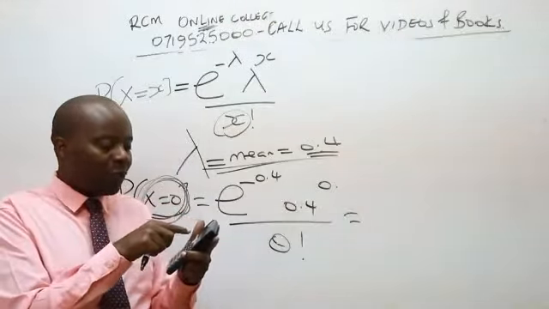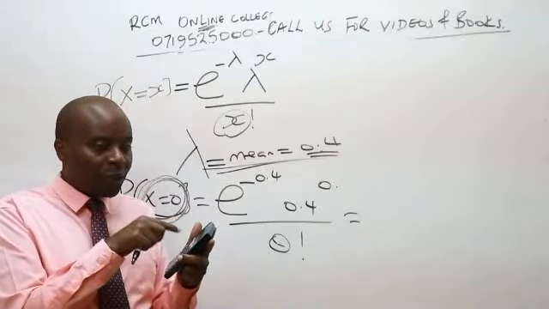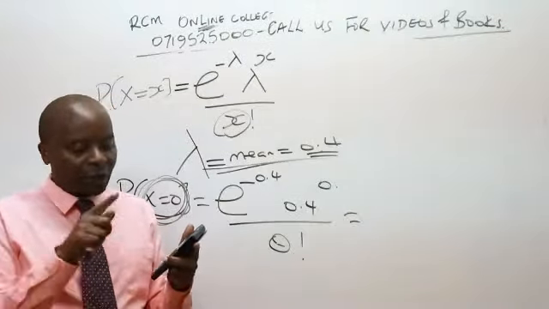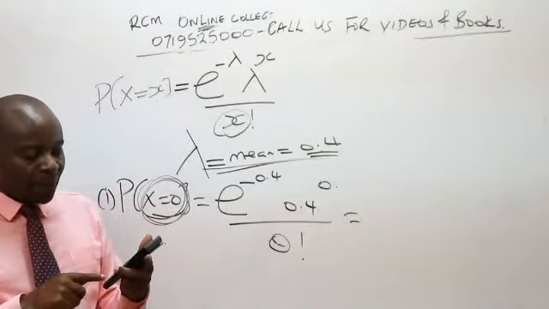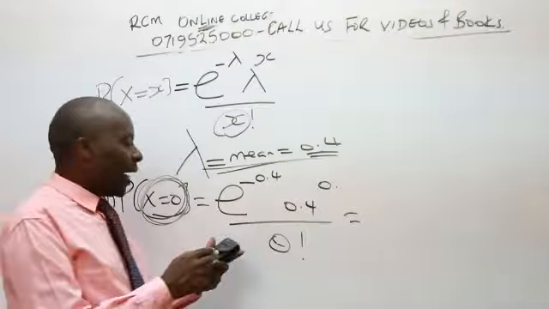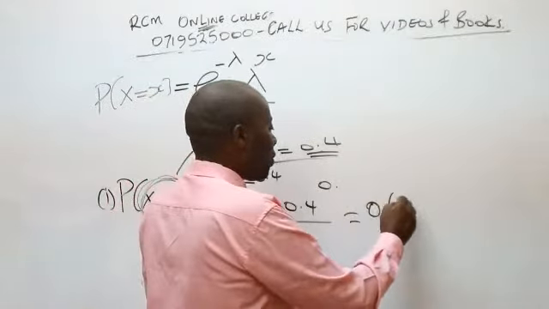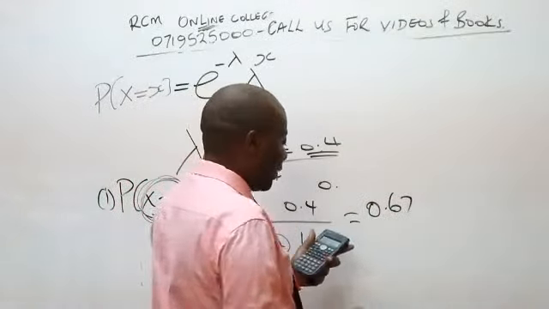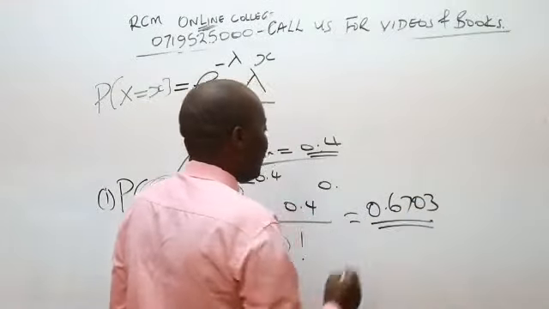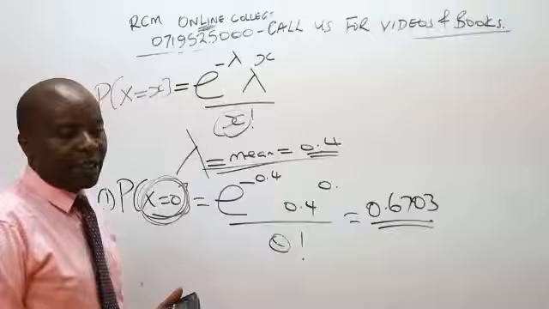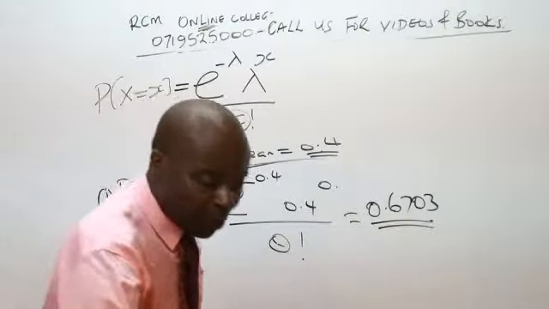And you will need to shift, because it's yellow in color. Shift factorial, that exclamation mark. So then what are you able to see? The answer here is 0.6703. That is it. I hope you're following.